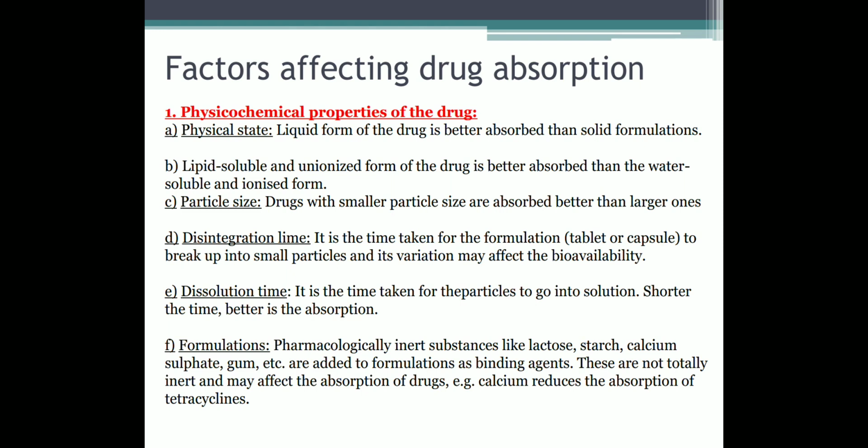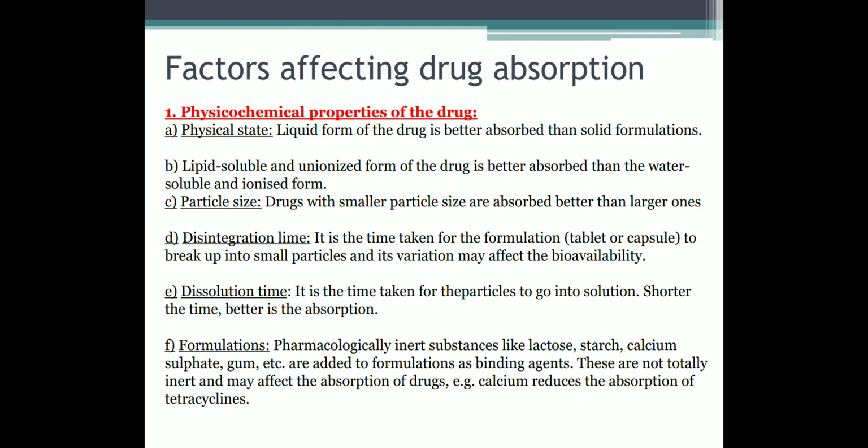Third, size of the particle or the drug molecule. Drugs with smaller particle size are absorbed better than larger ones. Then disintegration time. It is the time taken for the formulation to break up into small particles, and its variation may affect the bioavailability.